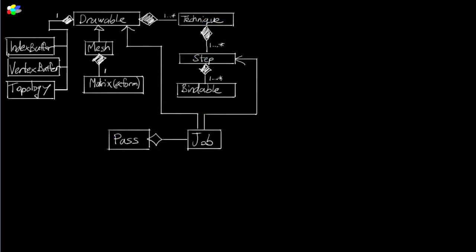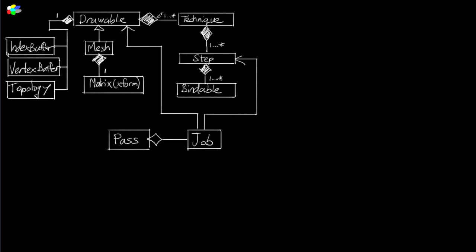All right, so to commemorate the system, I created a nice UML diagram for it right here. So let's review the entire topology of the system that we're going to create. So where to start? Well, we got drawables. That doesn't change. What does change is now drawables are guaranteed to have one of each of these things. They're guaranteed to have one index buffer, one vertex buffer, and one topology. So these aren't stored in a vector. They're stored individually, uniquely. The rest of the bindables are stored via techniques.